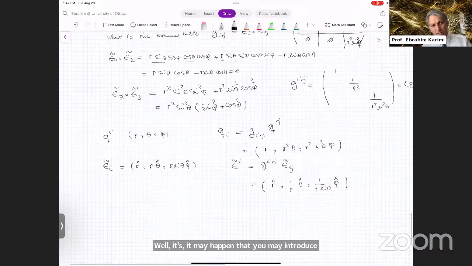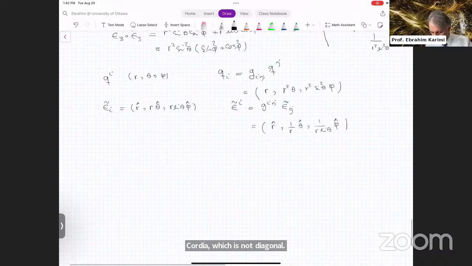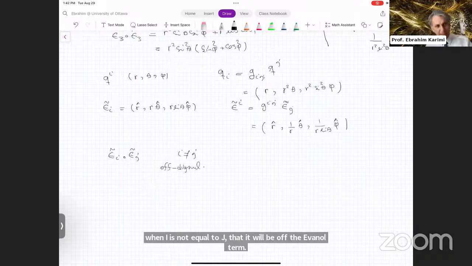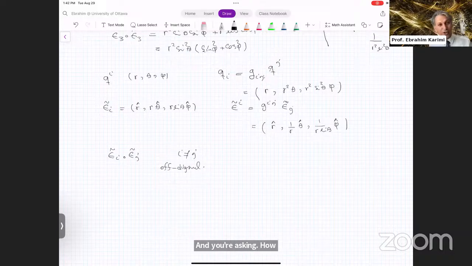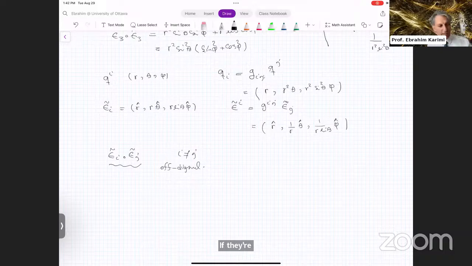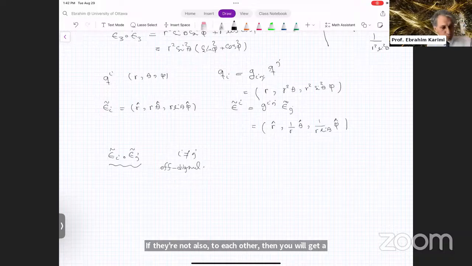The off diagonal element of the metric is given by epsilon i dot epsilon j, right? So when i is not equal to j, that will be an off diagonal term. If the basis vectors are not orthogonal to each other, then you will get an off diagonal term, which means that you are working in a coordinate system which is not diagonal. And it happens, you may have it.